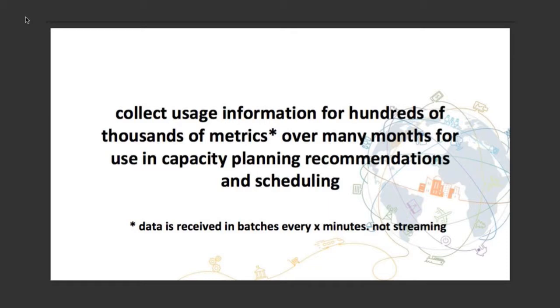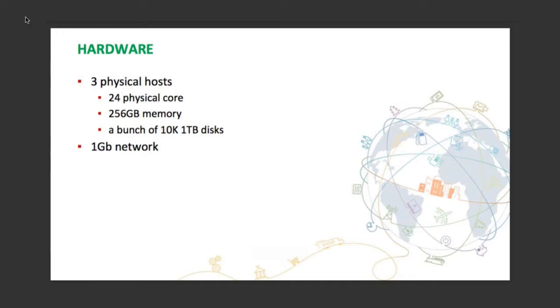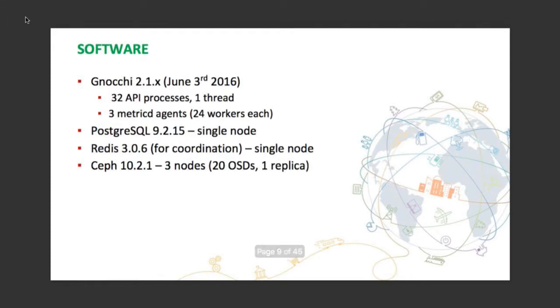And the data that we're handling is received in batches periodically. It's not a constant stream of data. So to get started with our intro to Gnocchi, what we did was create a baseline with what existed. The hardware we used was 3 physical hosts and a 1 gigabit network, so pretty decent machines and average network. We started off with Gnocchi version 2, and I used Postgres for our indexing, Redis for our coordination, and Ceph for our metric storage.